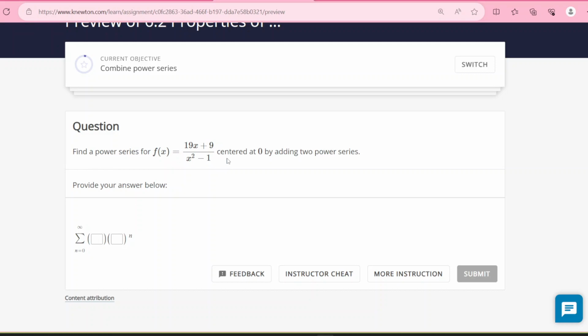Here, pretty much the same thing. We're going to be doing a partial fraction decomposition for this fraction, this rational function. And we're going to create a couple power series centered at 0 and put them together, right, by adding 2 power series.